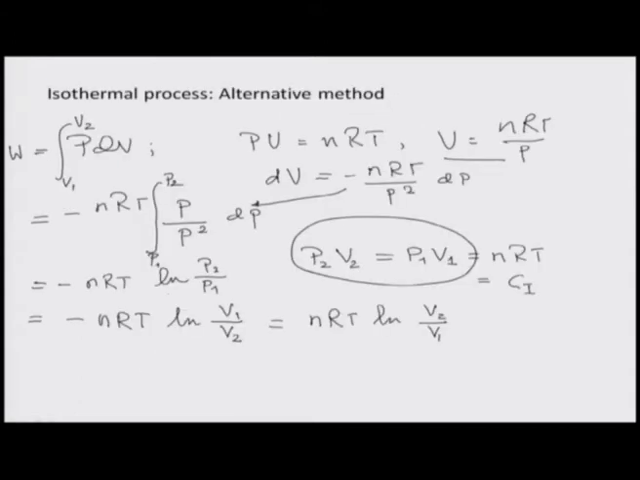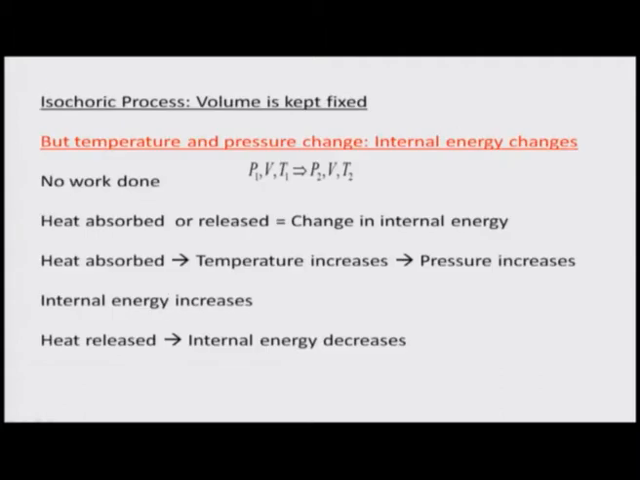So, let us proceed. We now have the isochoric process. Volume is kept fixed. Let us go slowly. If volume is kept fixed, temperature and pressure do change, and so does internal energy, because temperature changes means internal energy must change. But there is no work done, because work done is PdV, and I said in the beginning that the change in volume dV is equal to 0.